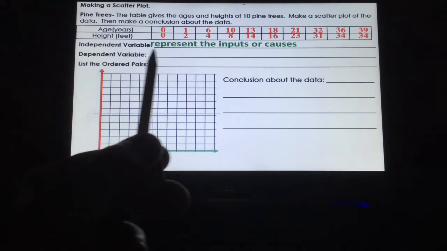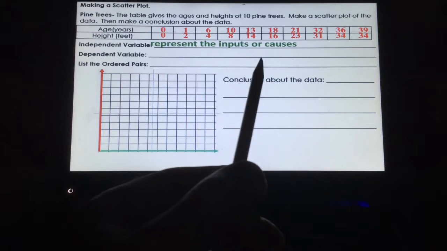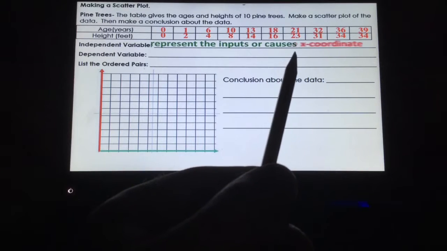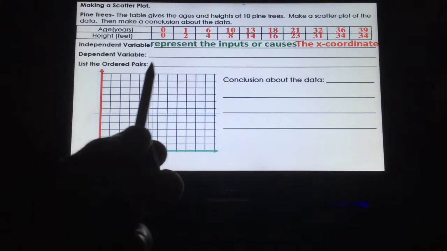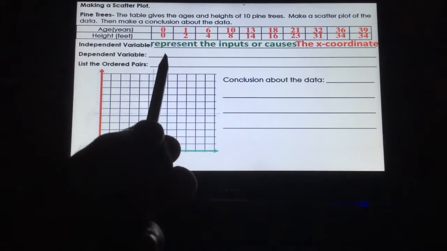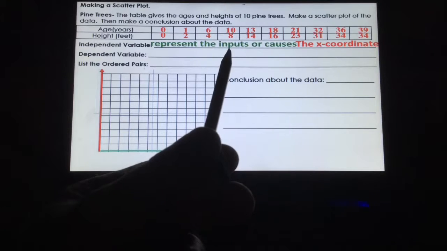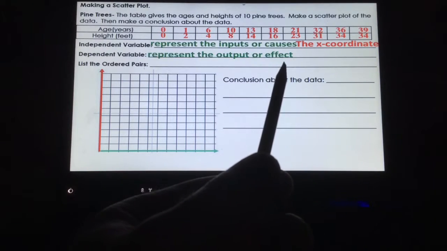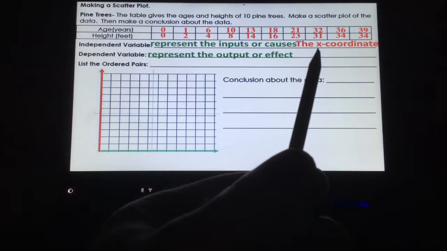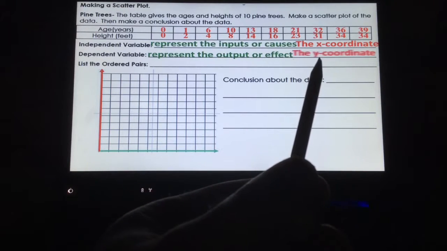The independent variable represents the input or the cause, and it represents the x coordinate. The dependent variable is the absolute opposite of that. So instead of representing the input, it represents the output. Instead of representing the cause, it represents the effect. All right? And then instead of it being the x coordinate, it's the y coordinate.